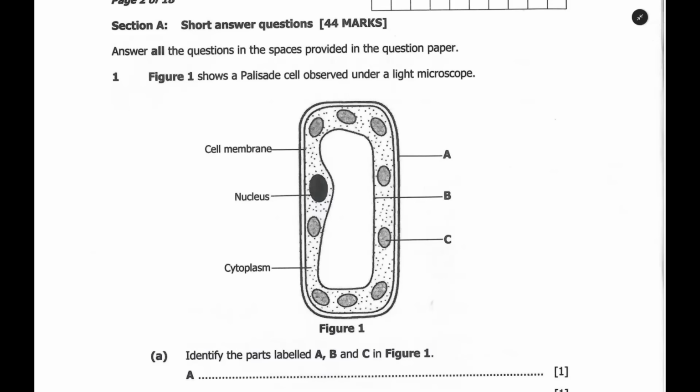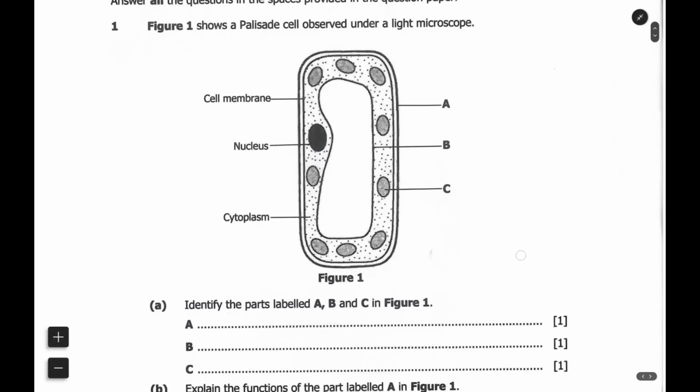What are the instructions? Answer all questions in the spaces provided in this question paper. So we are to put the answers in the space provided. What is the question? Figure 1 shows the parasite cell observed under a light microscope. You know that this is a simple structure of a cell. Let us look at the questions. Identify the parts labeled A, B, and C in Figure 1.